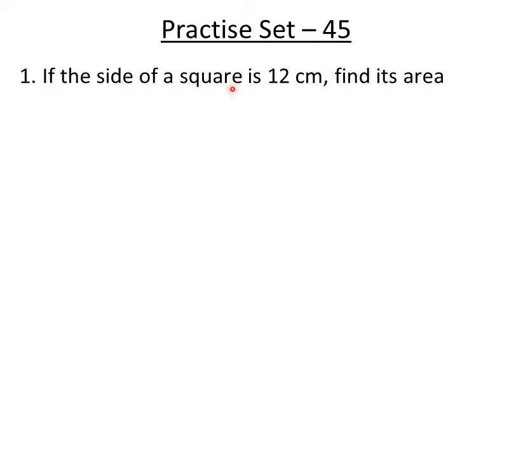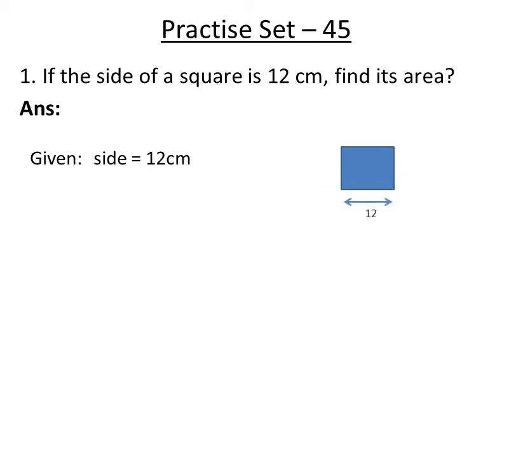Let's look at problem set 45. The first sum here is, if the side of a square is 12 centimeter, find its area. So the solution here is, first let us write what is given. What is given to us is the side is equal to 12 centimeter. Now for simplicity, always let us draw a rough diagram. So here you have a square and it is given to us that the side is 12 centimeter. One side is 12, the other side is also going to be 12.